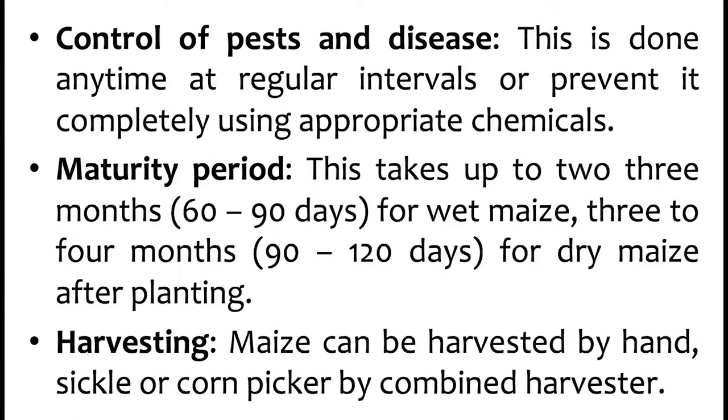Maturity period. This takes about 2 to 3 months, that is 60 to 90 days for wet maize. For the wet maize to reach its maturity is between 60 to 90 days, that is 2 to 3 months. Then 3 to 4 months, that is 90 to 120 days, for the dry maize after planting.